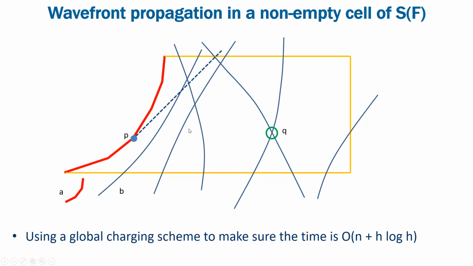To bound the running time by n plus h log h, we have to use a global charging scheme. In the original HS algorithm, the time analysis is done locally for each local operation, in log n time. But here we have to consider the entire algorithm in a global way. So the analysis is more complicated.